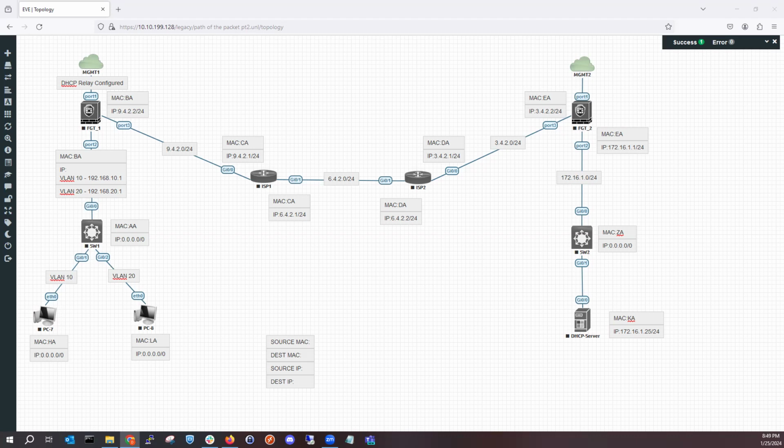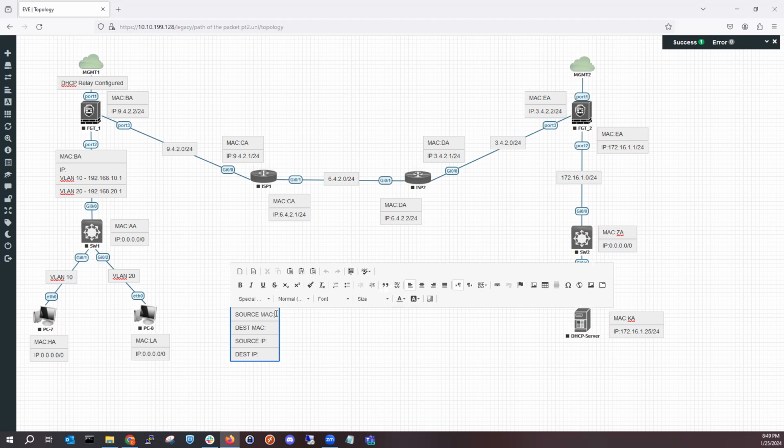Let's go ahead and get started. So PC7 needs a DHCP address. How does that frame look? What's the source MAC address? The source MAC address would be PC7's MAC address, which would be HA. Okay. What's the destination?